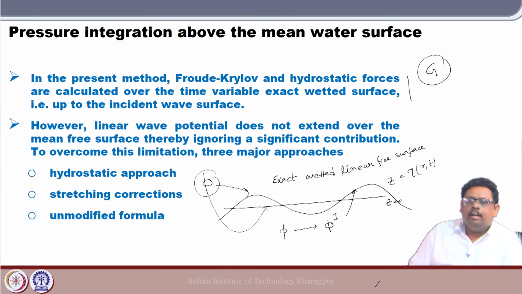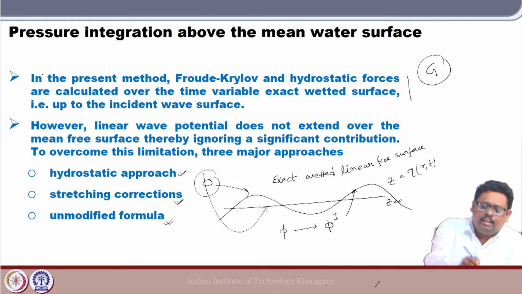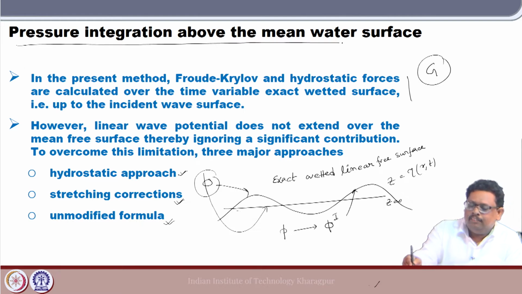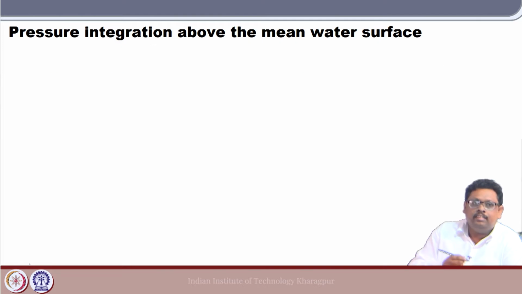Now, how do we do that? There are three classical approaches we can discuss. One we call the hydrostatic approach, one we call the stretching corrections, and one is called the unmodified formula. Now, in all of them, we need to understand how we can calculate the pressure above the mean free surface. Let us now discuss the pressure integration above the mean water surface, what I mean.